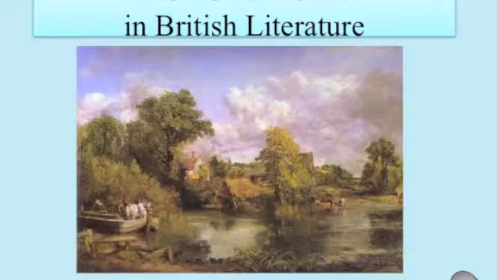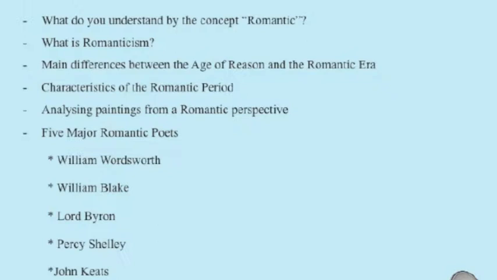Good morning. In our literature section today, we're going to be talking about the Romantic era in British literature. Let me start by saying that it goes from 1798 to 1832. So, our presentation is divided into different sections.